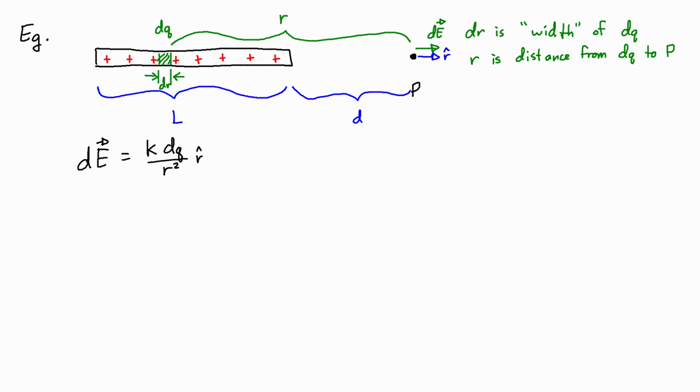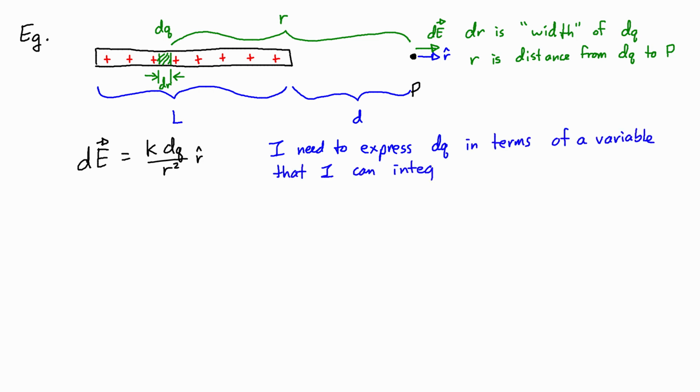So we need to somehow set up the integral in terms of things that we can actually integrate. We have this dq term. We know k is a constant. R is going to vary according to the integral, so it seems like r is a good variable to integrate with. But we have a dq on the top. We have to somehow express dq in terms of a variable that we can integrate.